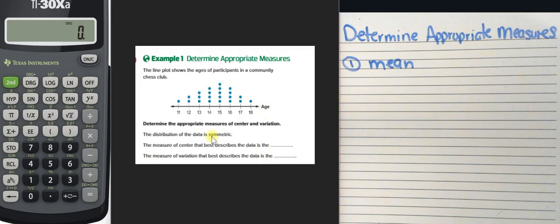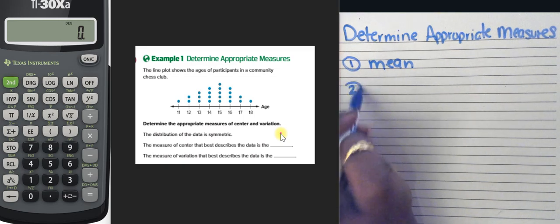Because it is symmetrical, they're talking about the measure of variation. So remember, that's the change in the spread, or the difference in the spread. And so the measure of variation that would best describe it is going to be the range.